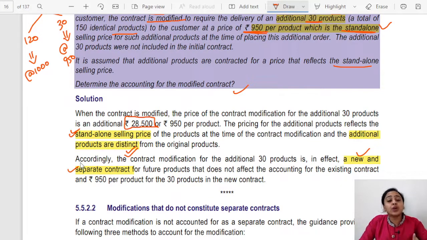If the goods were dependent, not distinct, not having a capacity to be used on their own, or, on the other hand, the amount being charged was not the standalone price, in either of these two cases it should be recorded as the same contract. But here there is a standalone price, and the goods are distinct. Therefore, such a modification should be recorded as a separate and new contract.